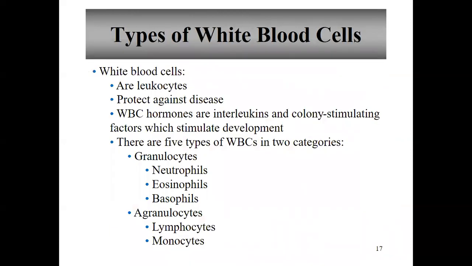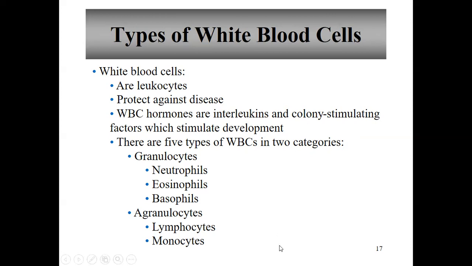All right. So overall, your white blood cells are called leukocytes. Leuko means white, cyte means cell. So that is an alternate name for white blood cells. White blood cells are a part of your immune system. They help protect you against disease, different types of disease. White blood cell hormones are interleukins and colony stimulating factors. These stimulate development. So the hormones that are associated with white blood cells are called interleukins, and there are some also called colony stimulating factors.